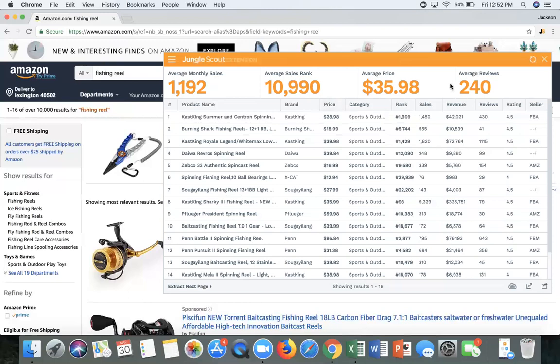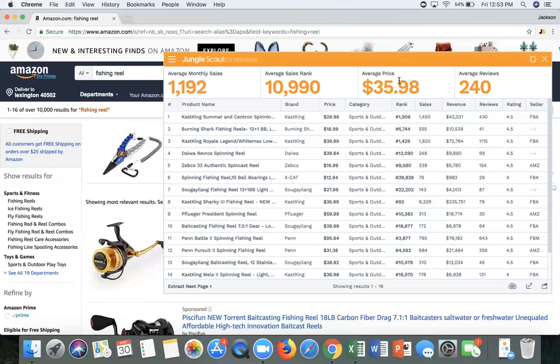So average price. Average price is very important too. You don't want to sell a product that's too expensive, and you don't want to sell a product that's too cheap. My criteria is between $20 and like $60. If you sell one that's under 10 or under 15, there's no profit. If you sell one that's over 60 or over 70, 75, then it's going to cost a lot of money to source that product, so you have to spend a lot of money up front. So I go by $20 to $60, $65.